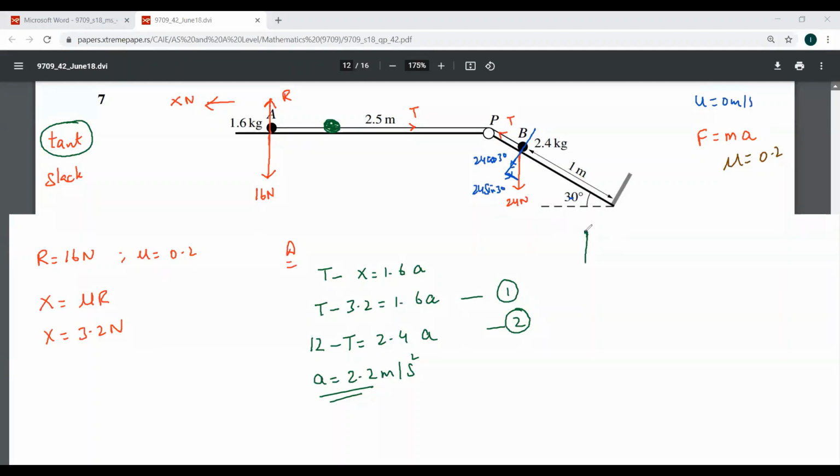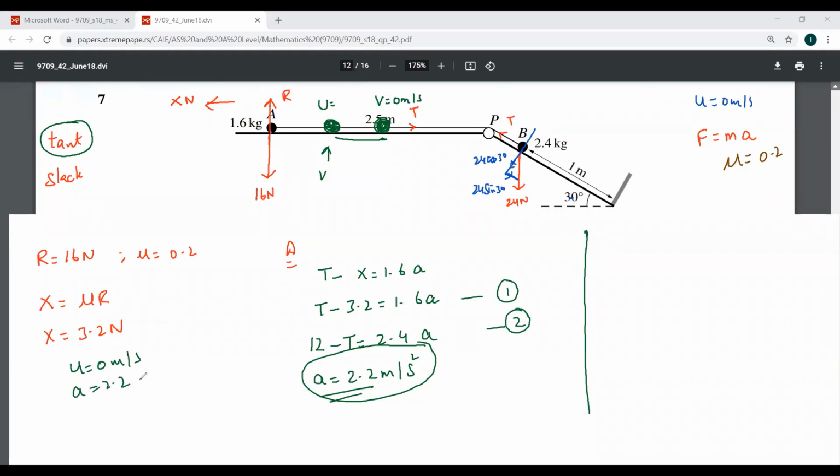Now I have to find how far it goes. Suppose it goes up to this part over here. What will happen when it reaches the maximum distance covered? V would be 0 meters per second. What would be the initial speed here? We can calculate using this acceleration. Let's find this u, which is actually the v for the first part. We have the initial speed 0, the acceleration 2.2, the distance, which is 1, and we need to find this v.